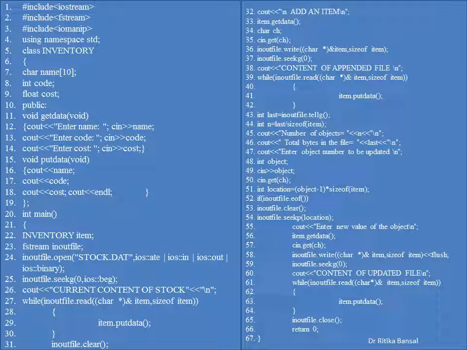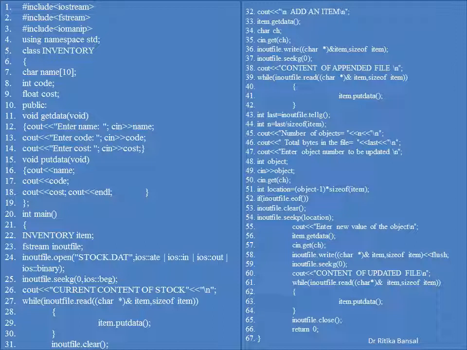So in mode, out mode, ate mode, and we want to do the binary file operation, so we are opening the file in binary mode also. Now as the pointer is at the end due to ate mode, line number 25 helps us in reaching the beginning of the file.